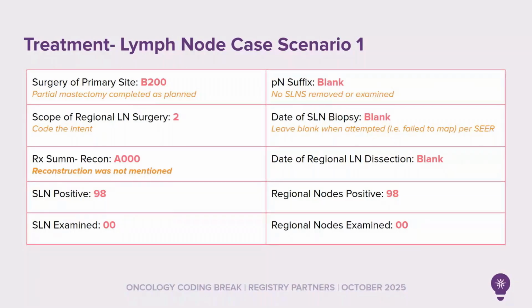Per the SEER 2025 manual, page 192, item number 6, when the sentinel lymph node biopsy was attempted or failed to map, we leave this blank. Date of regional lymph node dissection is also blank, and the regional nodes positive and examined are 98 and 00 because no nodes were examined.